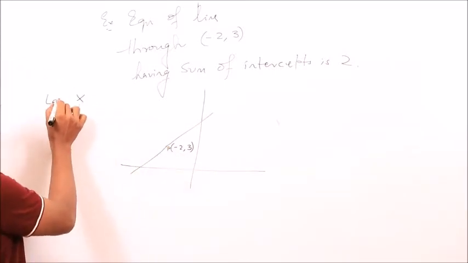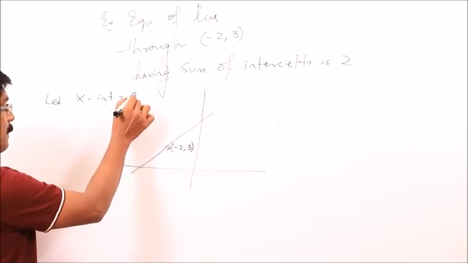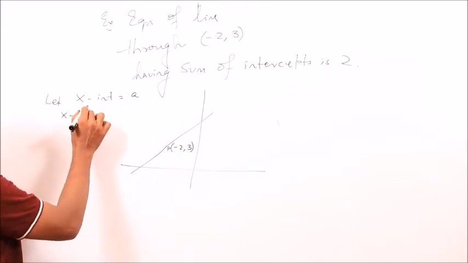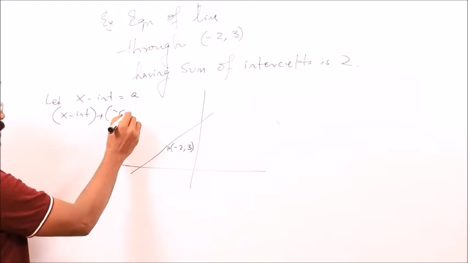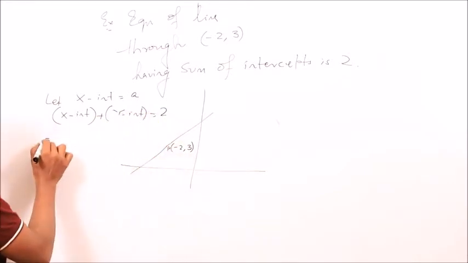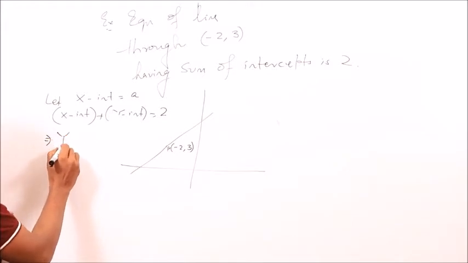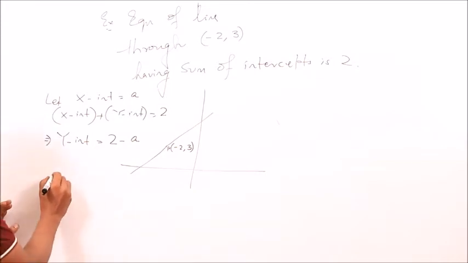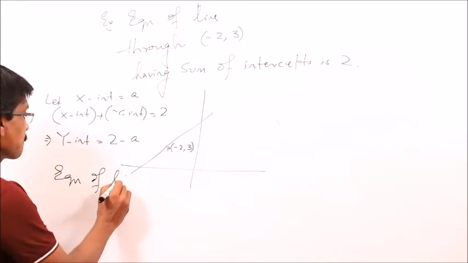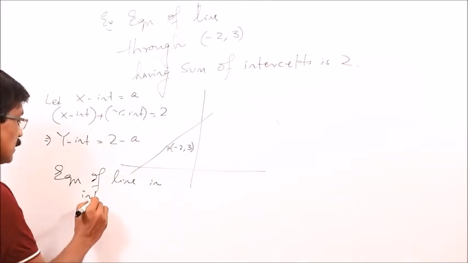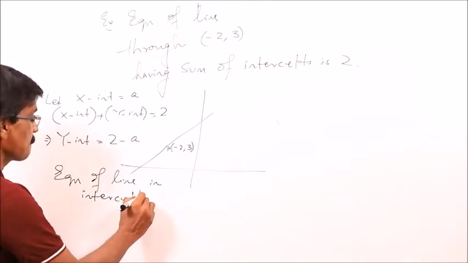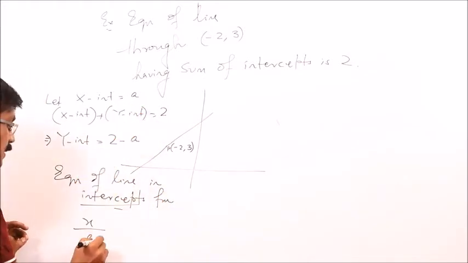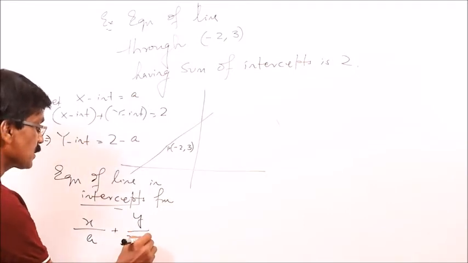Suppose the x intercept is equal to a, then x intercept plus y intercept is equal to 2. So this implies the y intercept is equal to 2 minus a. So the equation of the line in intercept form is x/(x intercept) plus y/(y intercept) equals 1.